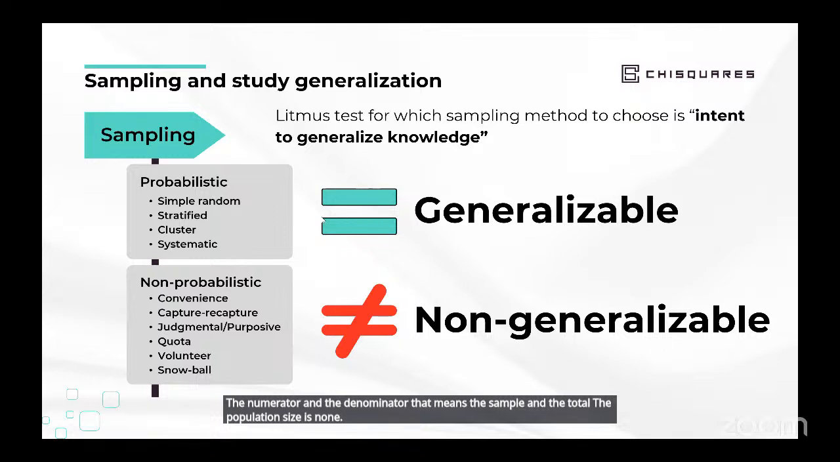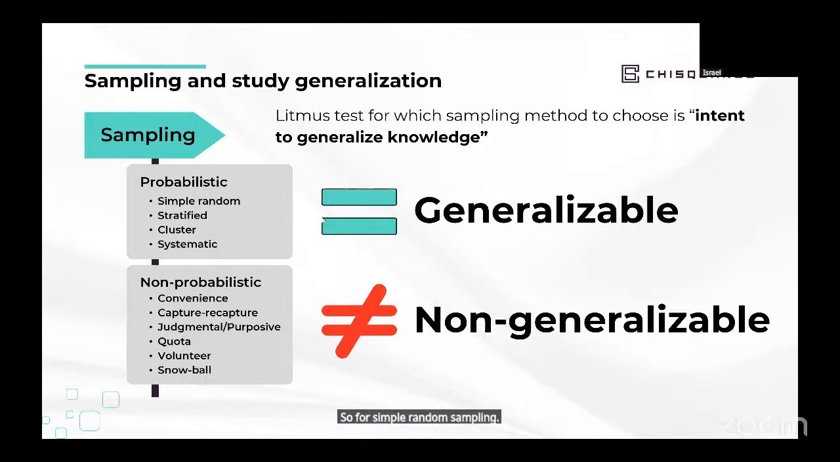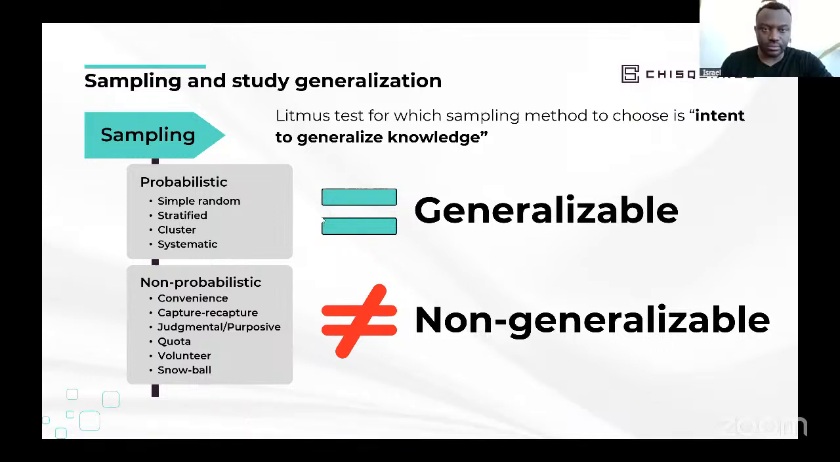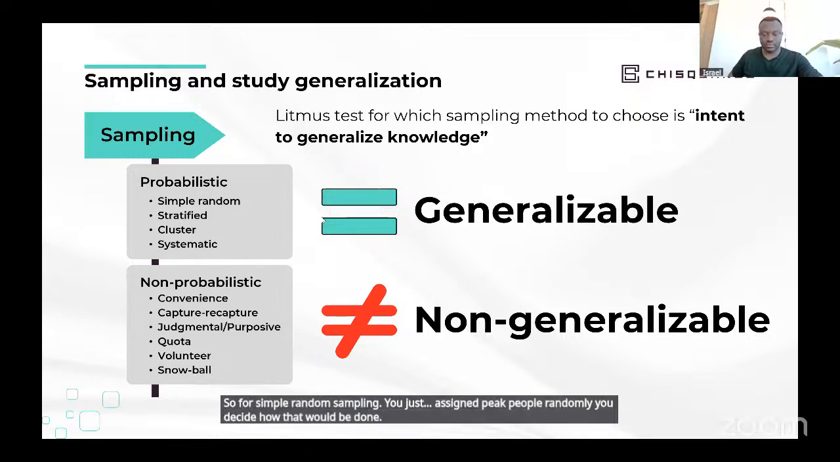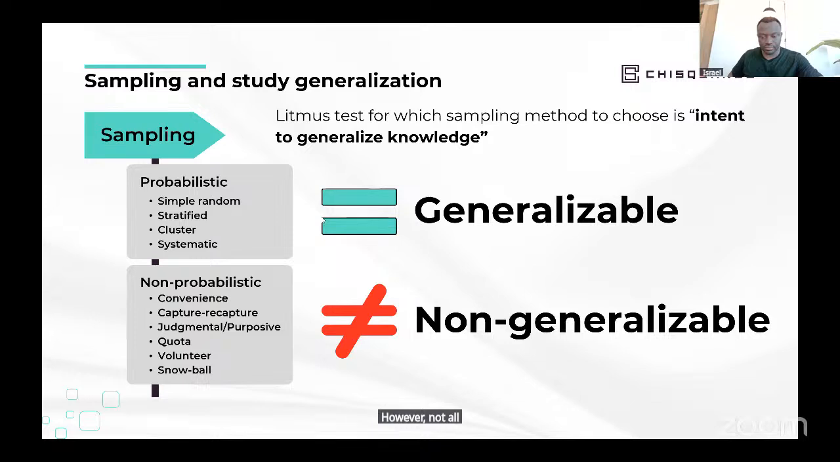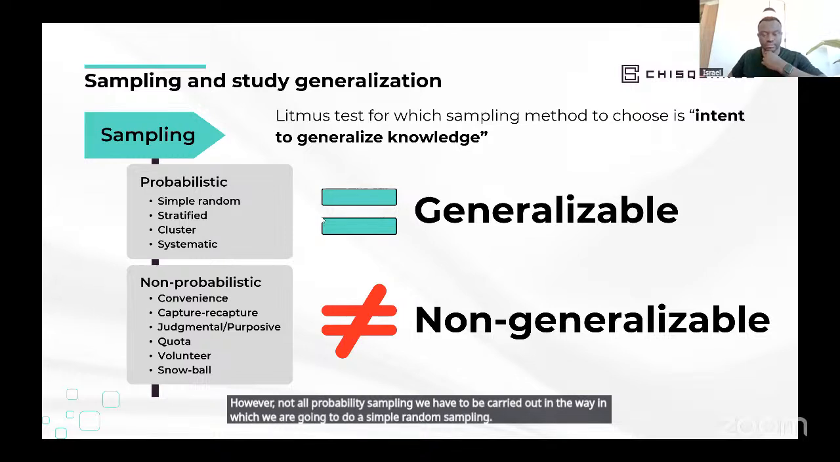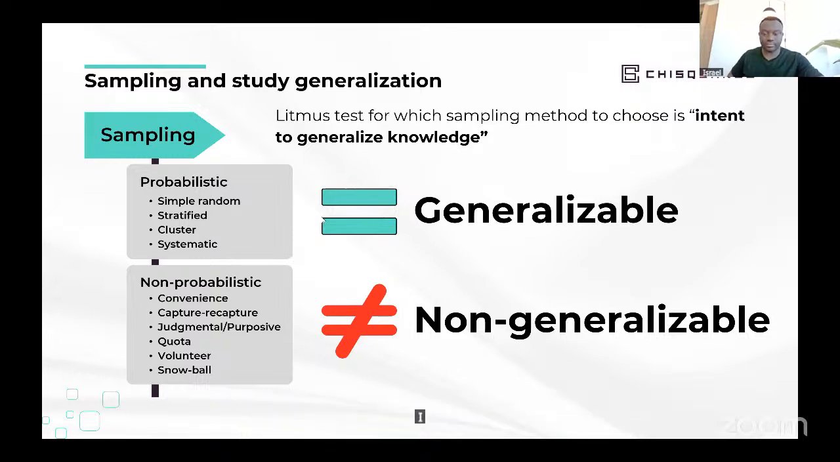So for simple random sampling, you just pick people randomly. You decide how that would be done. However, not all probability sampling will have to be carried out in a way in which we are going to do a simple random sampling. I think those are just my comments. Thank you.